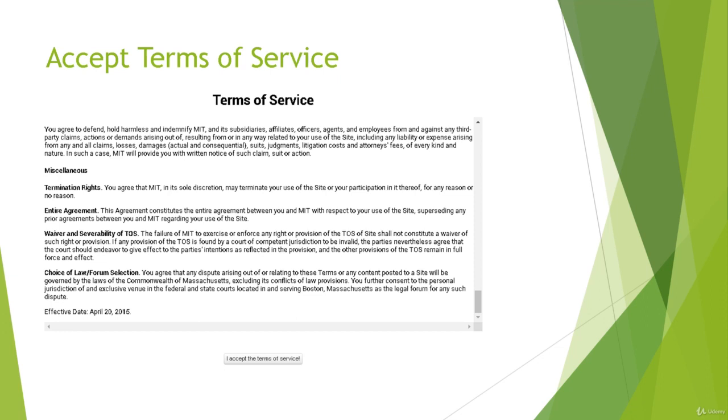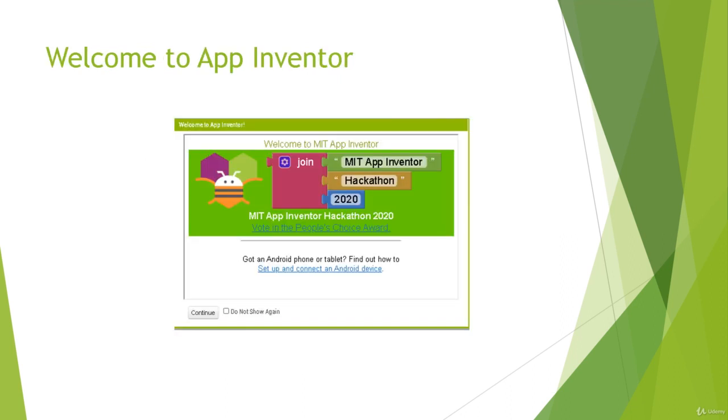Now, you will see the terms of service of MIT App Inventor. You can read them or skip them, then press I accept the terms of service. Now, you will see the welcome screen of MIT App Inventor. Please press Continue. Also, you can check Don't Show Again to skip this step next time.